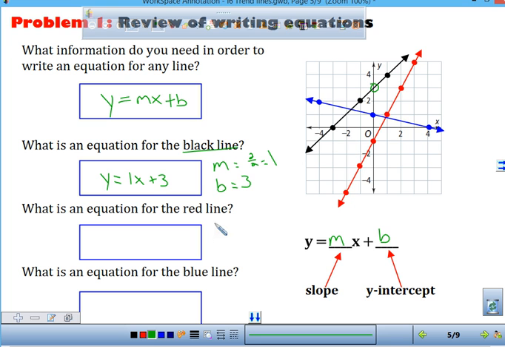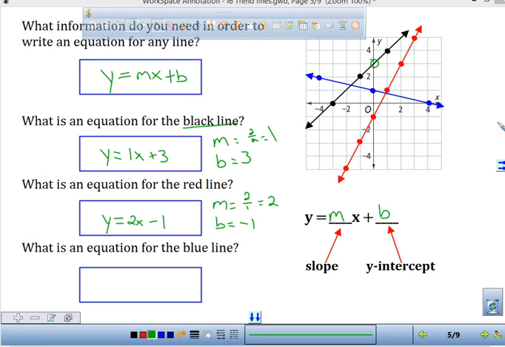For the red line, again, write down what your slope and y-intercept are. Y-intercept is easiest to see. It's the y-axis at -1. Slope, rise 2, run 1. So 2 over 1 is 2, which makes our equation 2x minus 1.